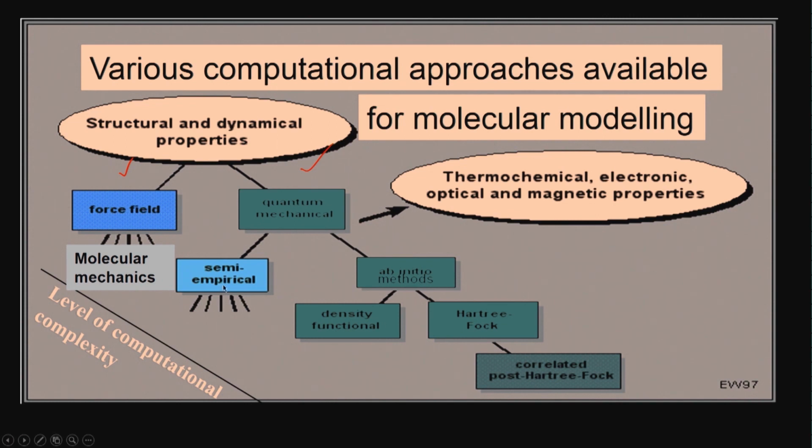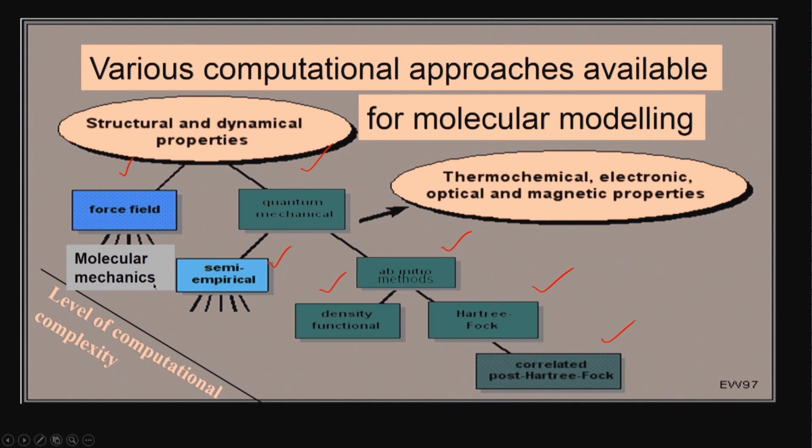In quantum mechanics again we have different types. Semi-empirical quantum mechanics is a slightly easier version of quantum mechanics. The other one is ab initio quantum mechanics, which is the detailed quantum mechanics. Again in ab initio we have two types, the density functional approach and the Hartree-Fock approach, and then as you go down it becomes the correlated post Hartree-Fock approach. So quantum mechanics involves looking at electrons, nuclei, and interaction energies, with the simpler version called semi-empirical and the more detailed version called ab initio methods.